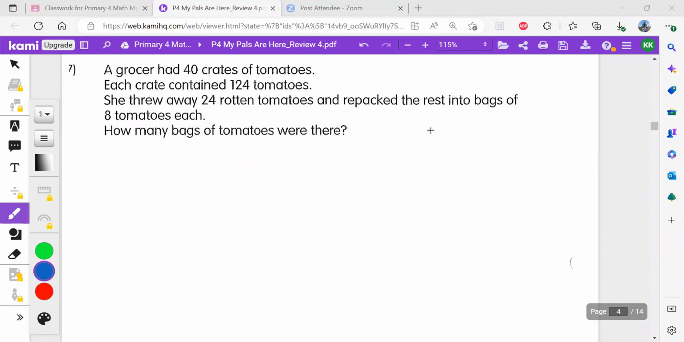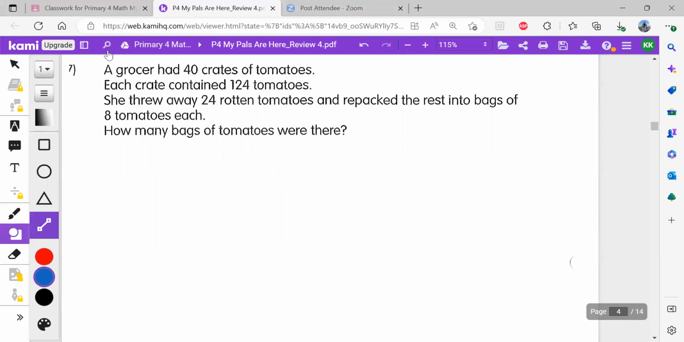Okay, so a grocer had 40 crates of tomatoes. Each crate contained 124 tomatoes. She threw away 24 rotten ones and repacked the rest into bags of 8. How many bags are there? So once again, you try it. If you have tried it, let's try to draw it. Each grocer has 40 crates, and each crate contains 124. Do I need to draw this?